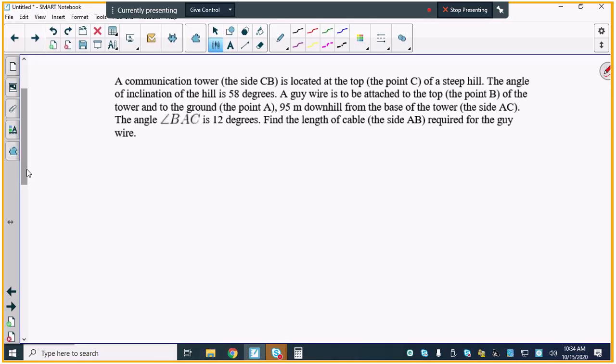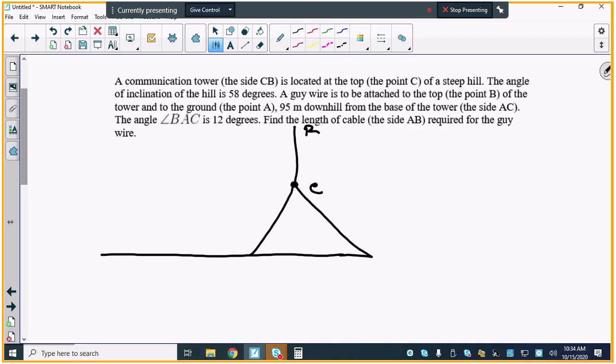Okay, so we're going to find the answer to the question where it is talking about a communication tower, the side CB, which is located at the top, the point C, of a steep hill. So what we are dealing with here is a problem without the picture. So first thing, we're going to try to draw the situation. This is the steep hill, and the top of the hill is the point C, and there is this communication tower, which is called CB.